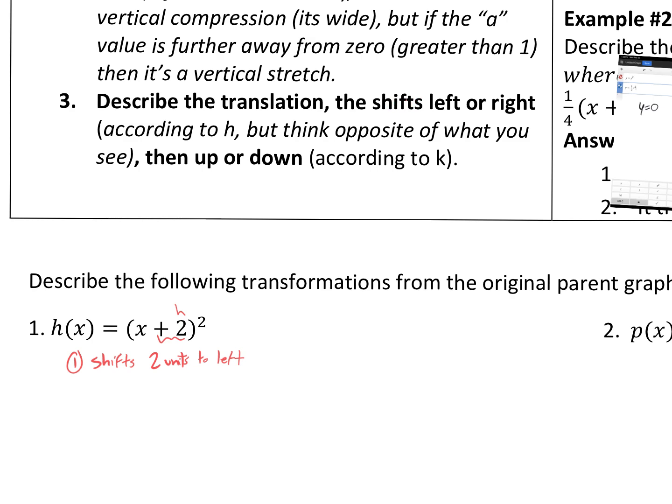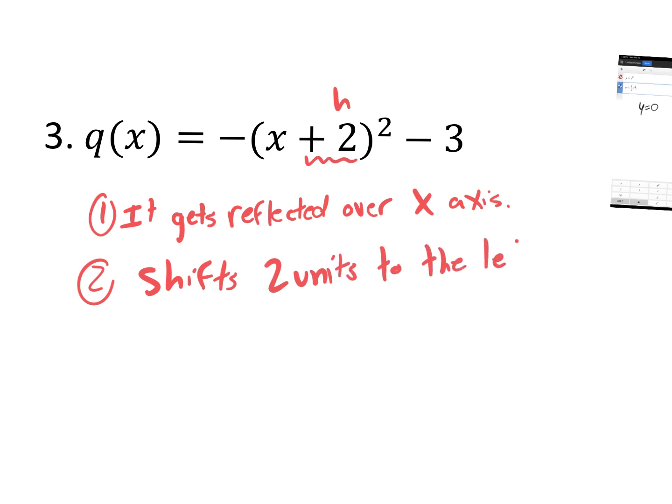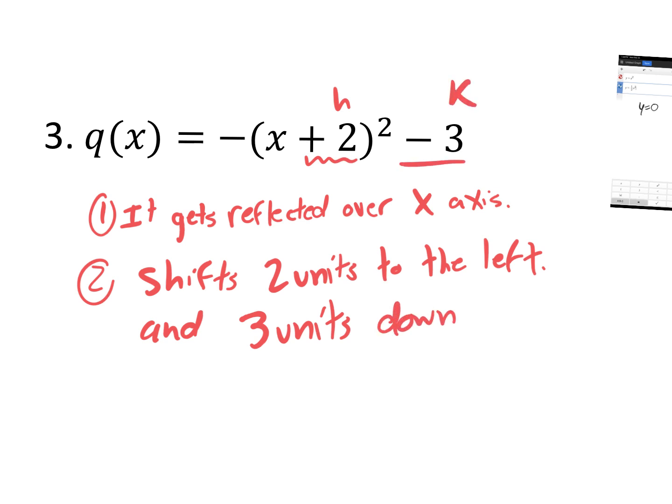So according to h and k. So what's your h and k here on number 3? 2 units to the right. Shifts 2 units to the left. Yes. Okay, let me write it down completely. Shifts 2 units to the left. And 3 units. 3 units what? Down. Because the k value, you take it for what it is. So this is the left-right shift. This is the up-down shift.